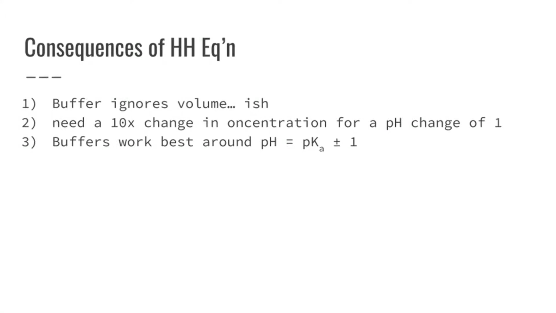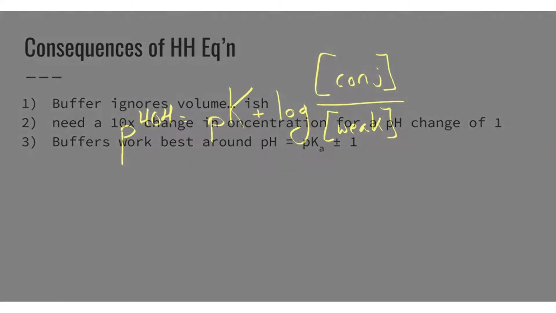So at the end of our last lecture, we derived the Henderson-Hasselbalch equation. This time, let's look at some of the consequences of that. First, a buffer ignores volume. Sort of. Okay, take a look at the Henderson-Hasselbalch equation again.